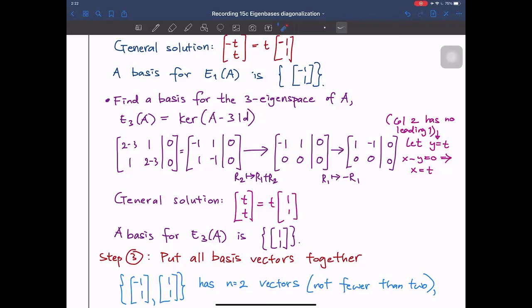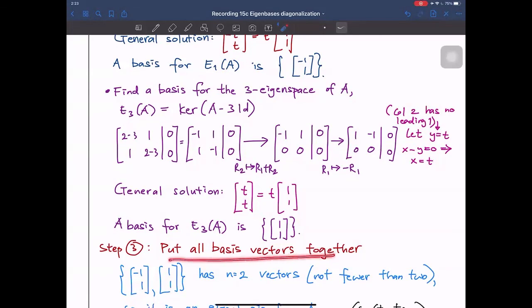I do row reduce until I arrive at this row echelon form. I see that the second column has no leading one, so I let the second variable be equal to t, and then this equation is x minus y equals 0. This gives me x is equal to t. So my general solution would be t times the vector 1, 1. So one possible choice for an eigenbasis that I can choose is the set consisting of this vector 1, 1.